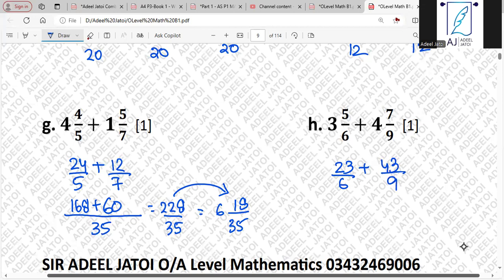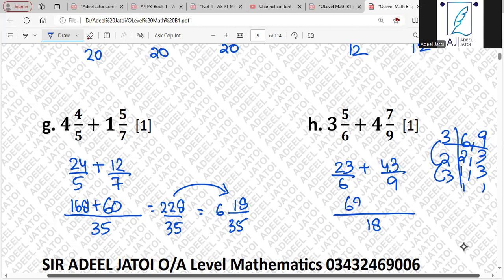43 upon 9. So 6 and 9, obviously now these are in the same table. 3 twos are 6, 6 threes are 18, which becomes the LCM for this. So 18 divided by 3 is 6, 18 divided by 6 is 3, and 3 into 23 is 69. 18 divided by 9 is 2, so 2 into 43 will be 86. So 86 plus 69 becomes 155 upon 18.